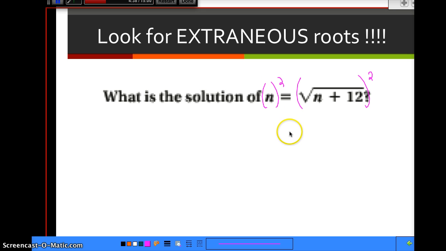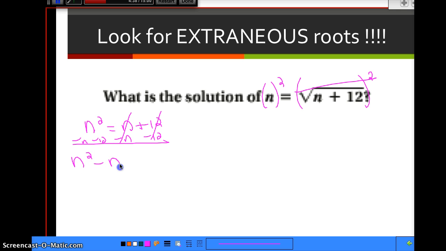That means I've got to do it to both terms. So this is going to cancel. I'm going to be left with n squared is equal to n plus 12. Notice that's a quadratic equation, which means you've got to get it set equal to 0, and either factor if it's factorable or use the quadratic formula.